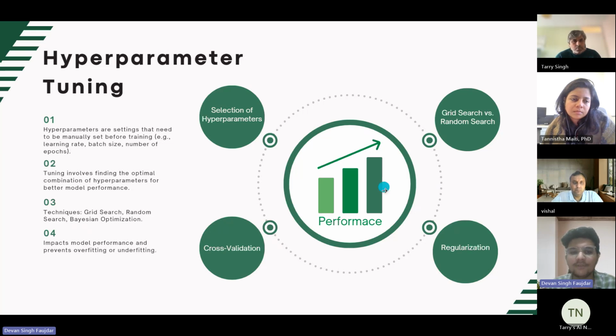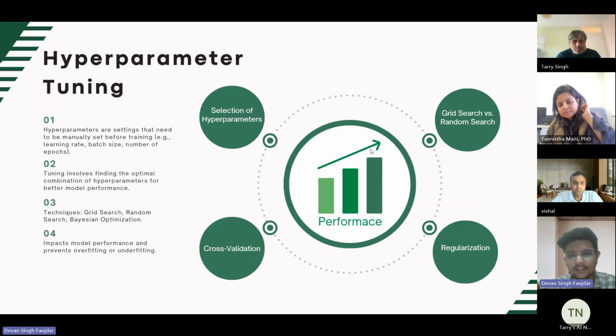So it had basically four major steps. One of them was the selection of the parameters. The second one was cross validation. The third is grid search or random search, which are two kinds of things that we can use, and then regularization. So these are four major aspects of hyperparameter tuning that we had performed. Apart from that, it also prevents the model from overfitting or underfitting so that it actually predicts the right classification that needs to be done.